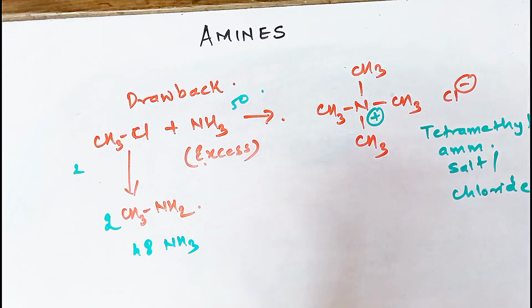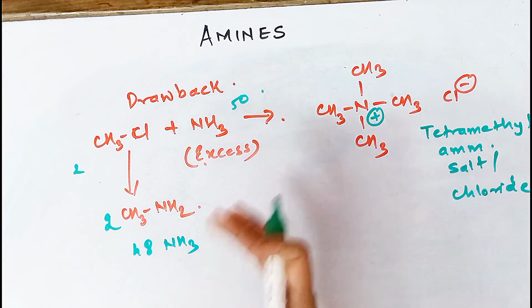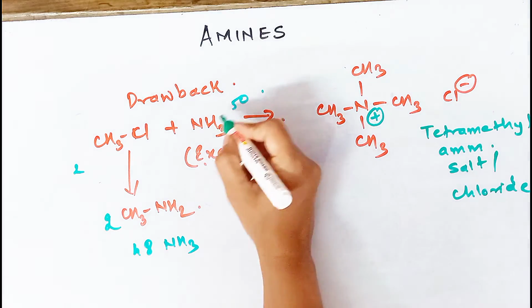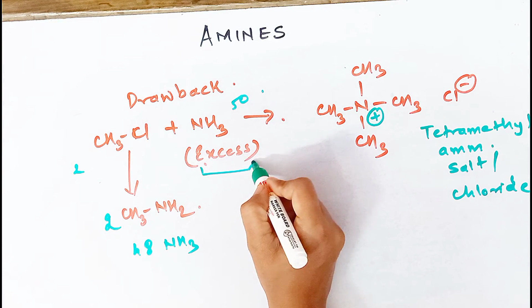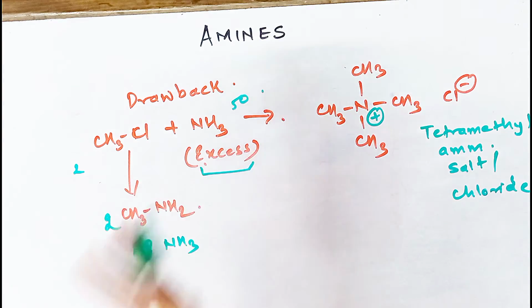So this is how, children, that can be a question for you in the exam. How can you prepare primary amines by the reaction of ammonolysis? So that's the way. We're going to take excess of ammonia and stop the reaction at step 1.